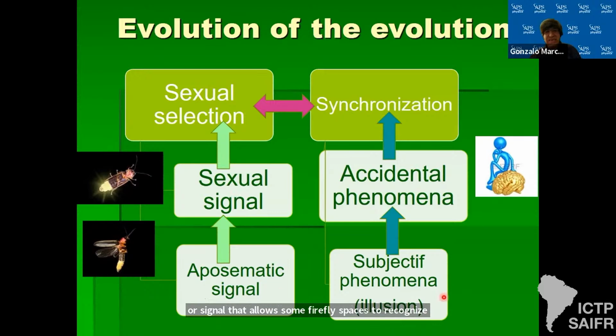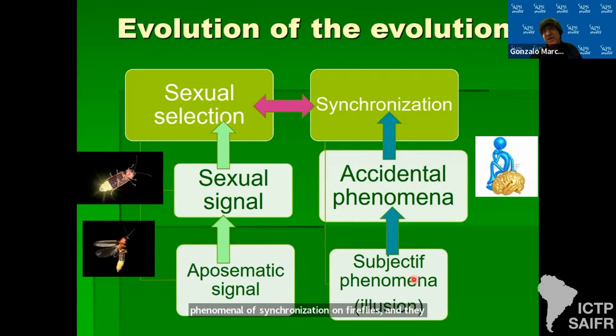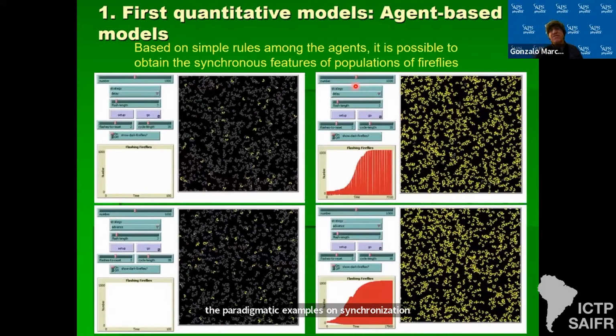In terms of ways of thinking, this phenomenon was reported in the 17th century, but until 1920, most scientists didn't accept the phenomenon of synchronization in fireflies, and they thought that it was just an illusion, a subjective phenomenon, or an accidental phenomenon. But nowadays we know that the emergence of synchronization in fireflies is real, and it's one of the paradigmatic examples of synchronization.